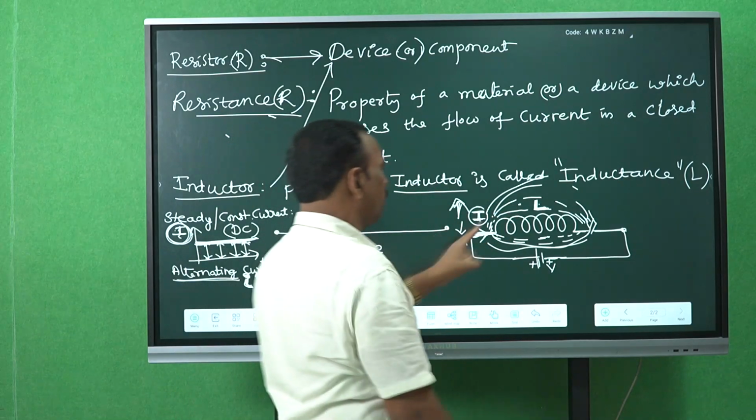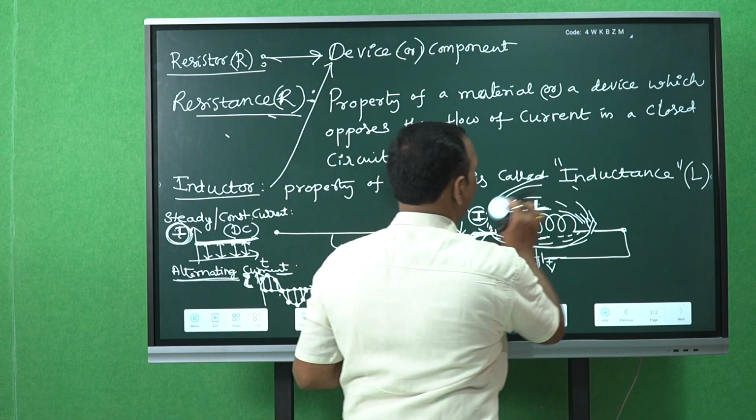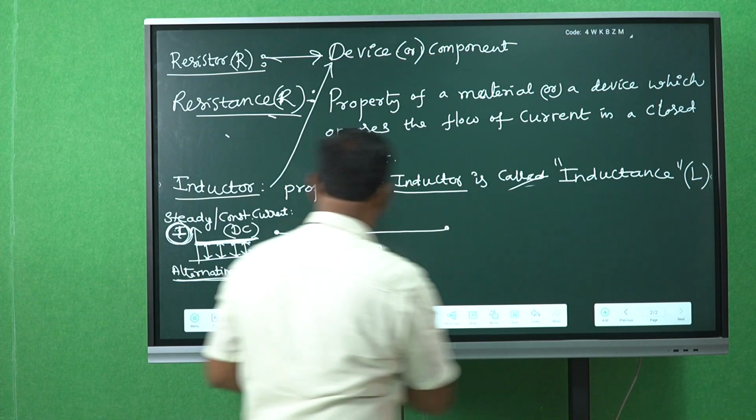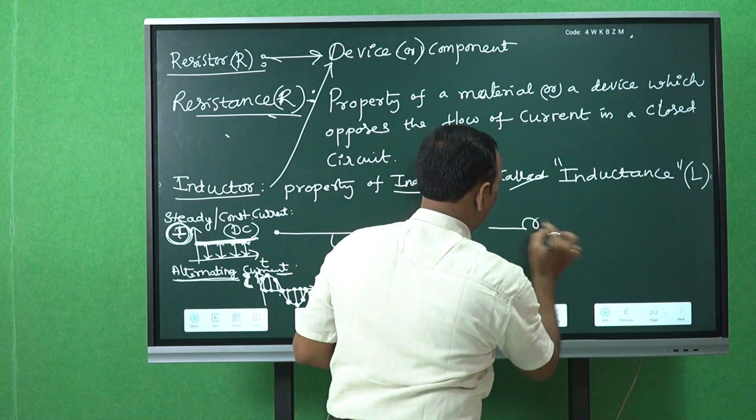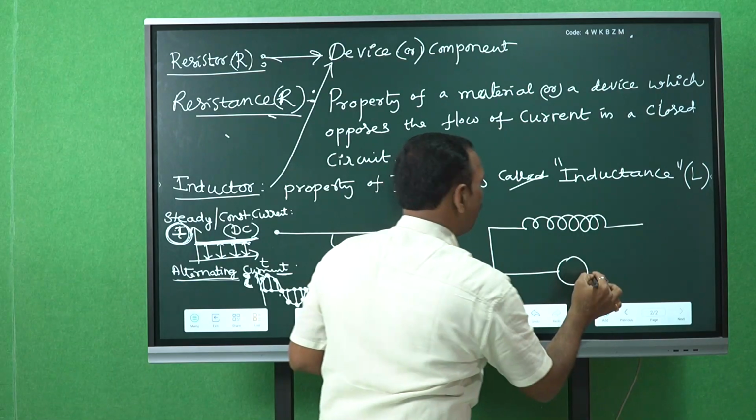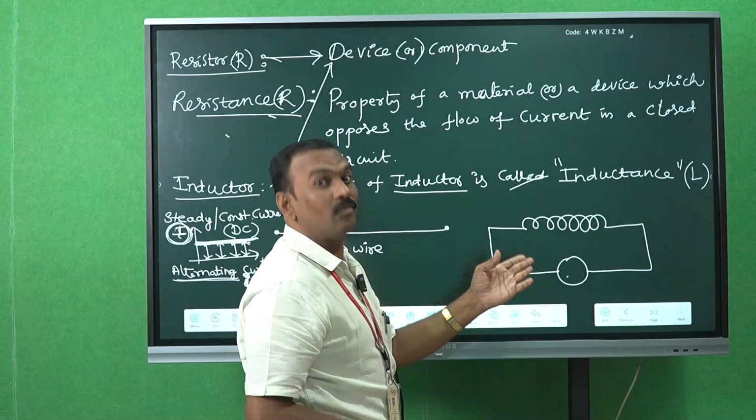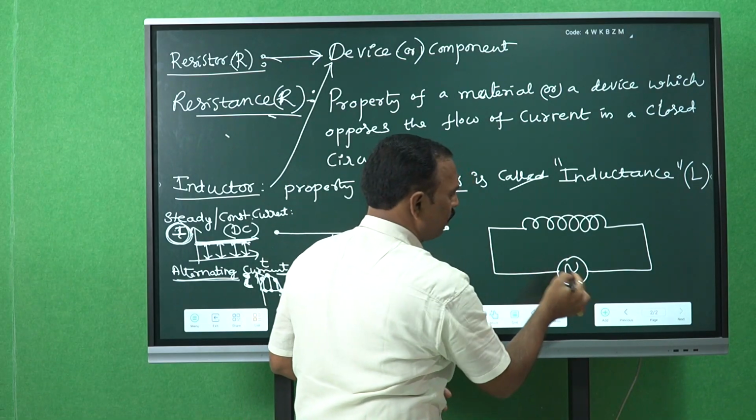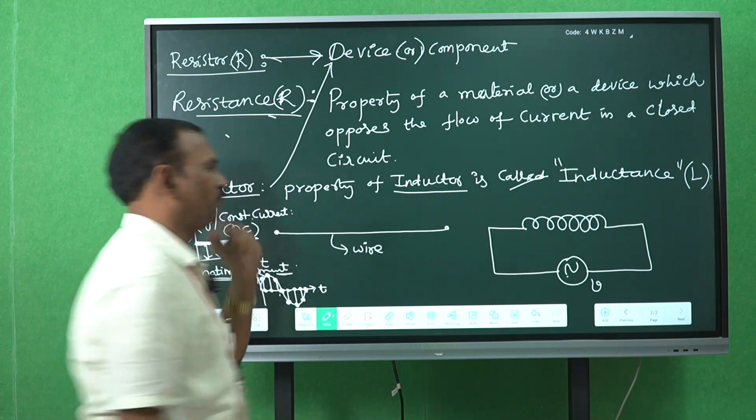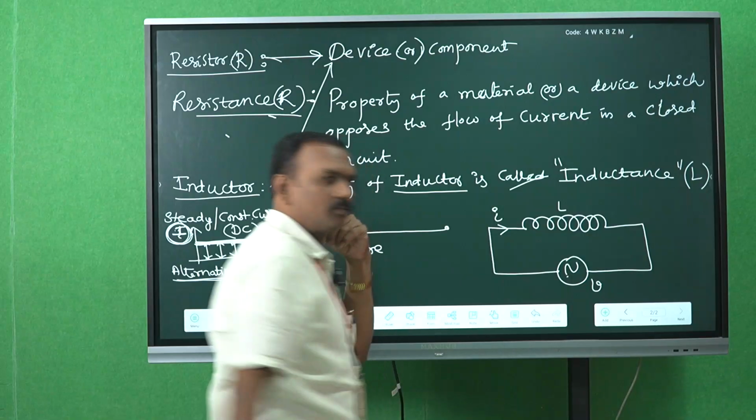For example, if you are going to pass AC current through the same inductor, AC current means alternating current. The alternating current passes with the help of the alternating voltage. The alternating voltage supply is represented with a sinusoidal signal. The alternating voltage is also represented with the small v. Now the current passing through the inductor is small i. This is the inductor.